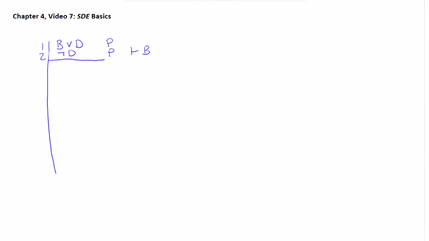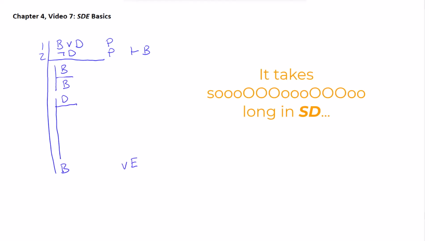Now consider this derivation. This is one of the more difficult derivations to do in SD. So the new SDE rule we're about to introduce is actually going to save us a lot of time. But let's look at the way it has to be done in SD. Given this function in line 1, I have to do a V elimination in order to complete this problem. I need to show that both sides of that expression go to my goal B.